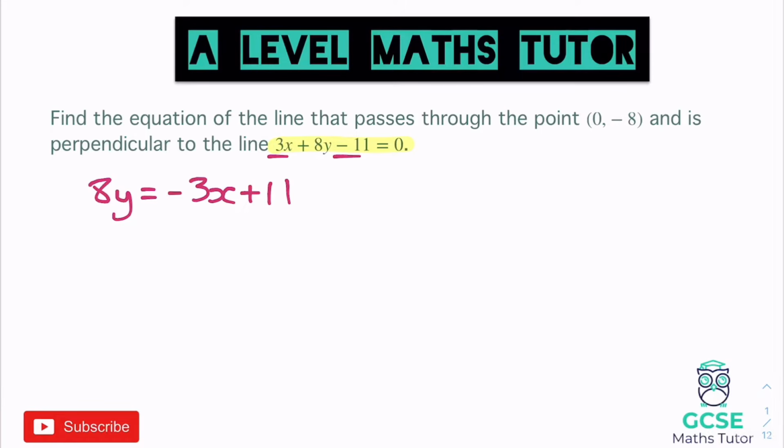Now obviously we need this to be y equals, at the moment it's 8y equals, so we need to divide everything by 8. And if we divide everything by 8, we get y equal to, and rather than putting it all over 8, I'm going to put each individual piece over 8. So the -3 will have -3 over 8 x, and then plus 11 over 8 as well, not over 3. There we go.